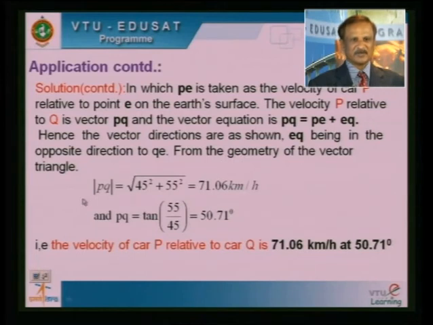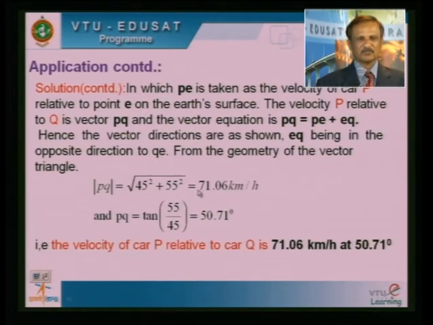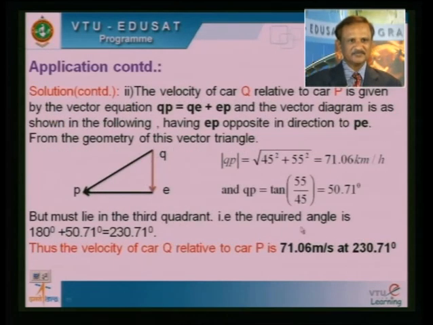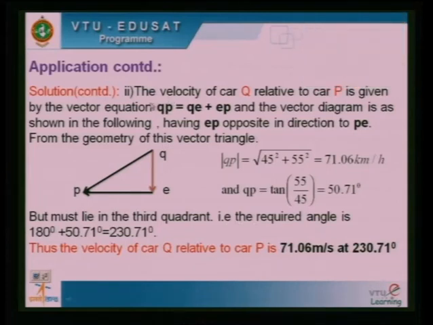From the geometry of the vector triangle, I hope you will get PQ equal to square root of 45 squared plus 55 squared. After simplification, I hope you will get 71.06 kilometer per hour. And the angle is tan inverse of 55 by 45, which gives 50.71 degrees. So you can declare that the velocity of car P relative to Q is 71.06 kilometer per hour at 50.71 degrees. Similarly, you can calculate another part.